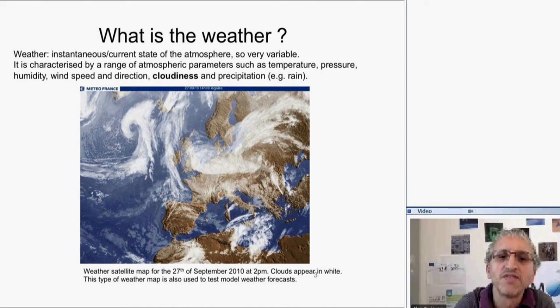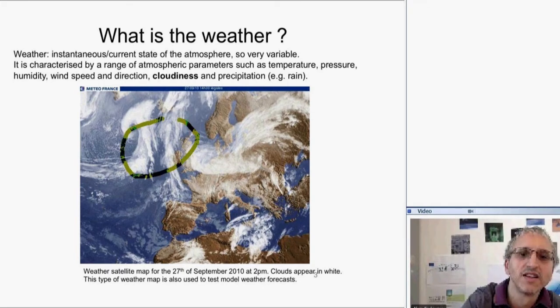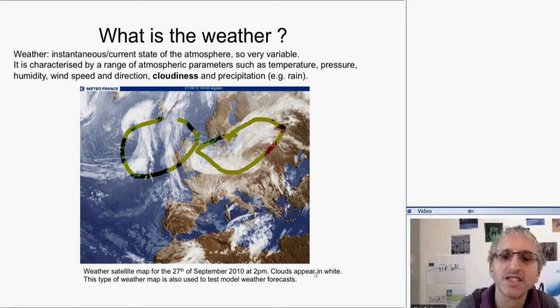It's very variable. What I'm showing here is a weather satellite map for the 27th of September 2010 at 2 p.m. in the afternoon. What you see in white is clouds, and it is very variable spatially. Here you've got a lot of clouds, and next to it you've got no clouds, it's clear sky. So with respect to space, it's very, very variable.